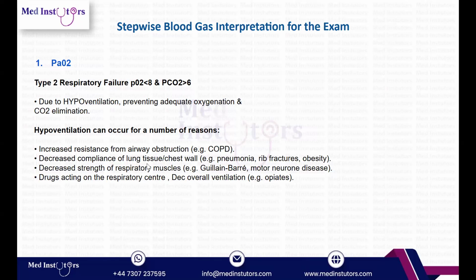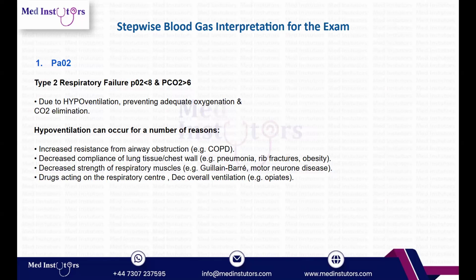There might be COPD, due to decreased compliance of lung tissues, or of the chest wall, as in pneumonia, rib fractures, or in obesity, where the muscles are not able to have proper respiration due to the effect of obesity. Decreased strength of respiratory muscles, as in Guillain-Barré syndrome or motor neuron disease. Drugs which act on the respiratory center, like opioids, also depress the respiratory center, and overall the patient may have hypoventilation, and due to hypoventilation the carbon dioxide is not able to be eliminated from the body, and as a result there is hypercapnia.